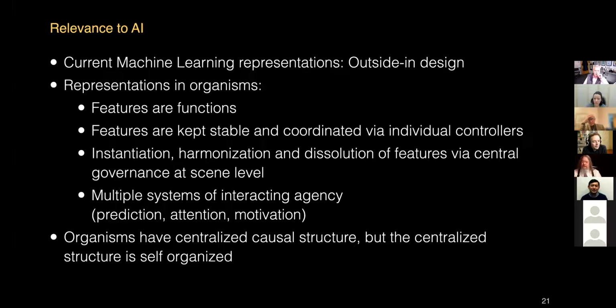And in this way, organisms can have a centralized causal structure, but the centralized causal structure is not like a CPU in a computer. Rather, it's more like the centralized causal structure in a society of people that emerges as a result of an evolution that makes the society more efficient and better at competing with other societies.